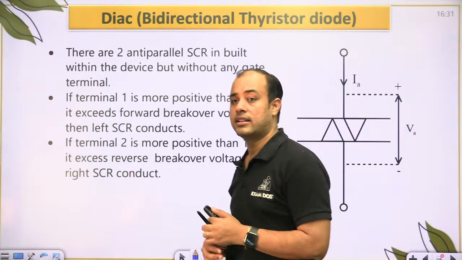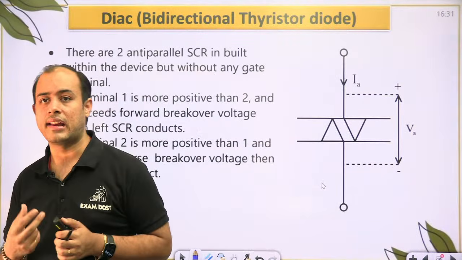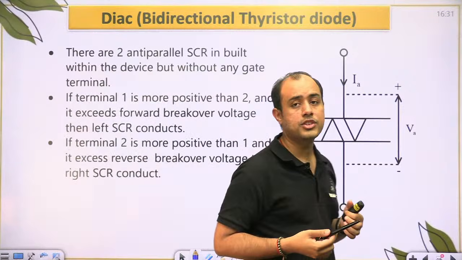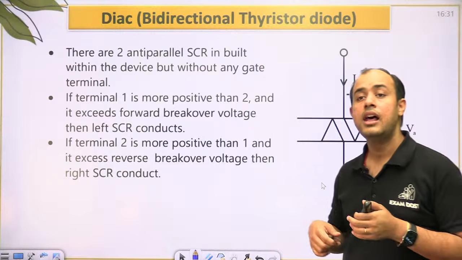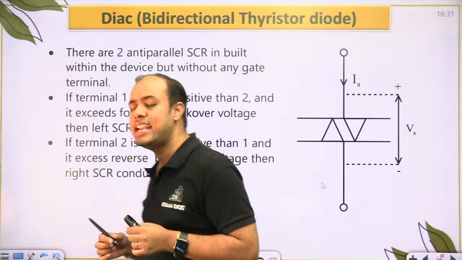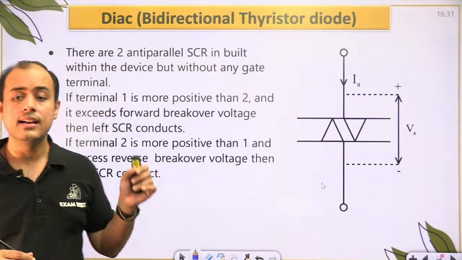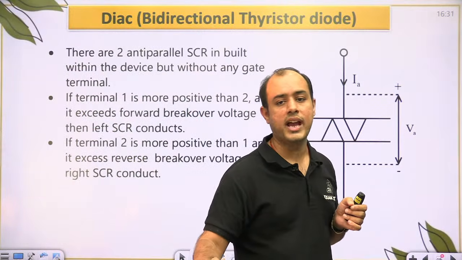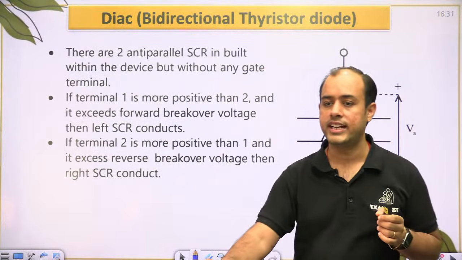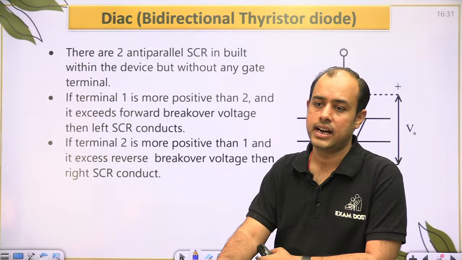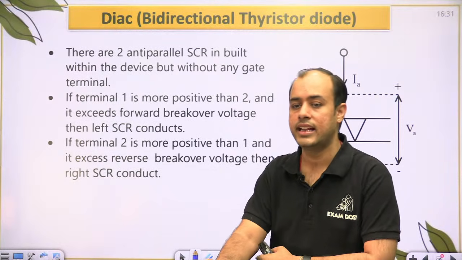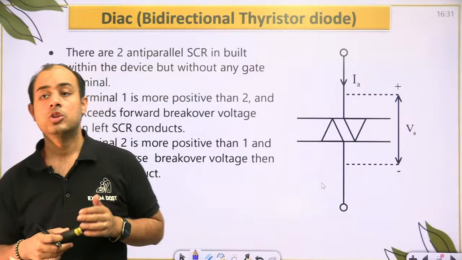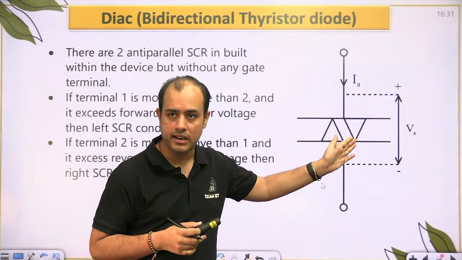Next is DIAC. DIAC is like two anti-parallel SCR but without a gate terminal. Now because you do not have a gate terminal, you have to trigger any SCR using the forward breakover triggering, which means you have to exceed the breakover voltage to trigger the SCR. SCR को ट्रिगर करने के लिए आपको ब्रेक ओवर वोल्टेज एक्सीड करना पड़ेगा. तो बेसिकली यू हैव टू एंटी पैरेलल SCR.